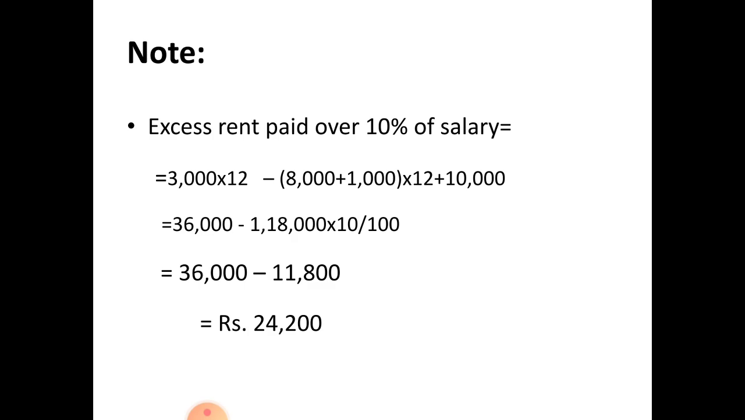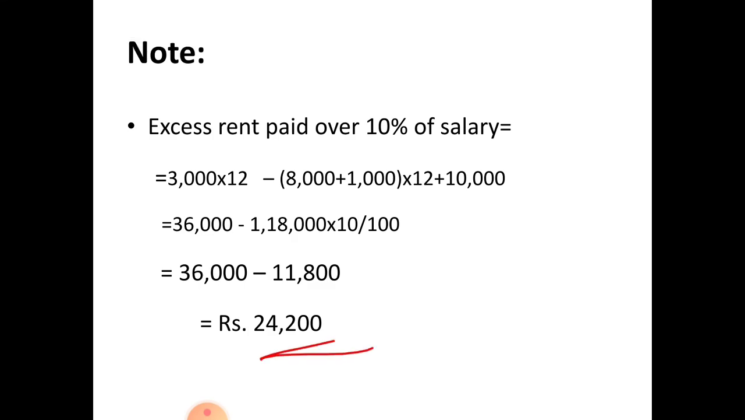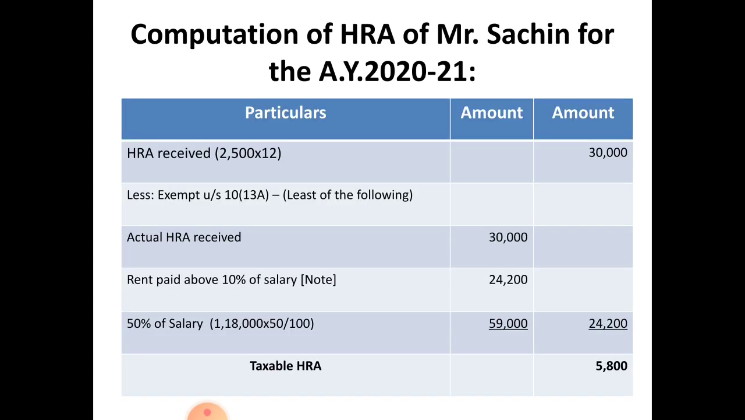So that amounts to rupees 11,800. When you deduct this 11,800, that is 10% of salary, from rent, you get 24,200 as the excess rent paid over 10% of salary. So here rent paid above 10% of salary amounts to rupees 24,200.